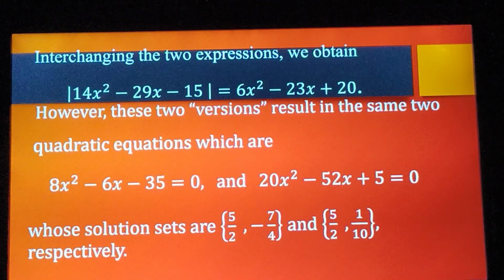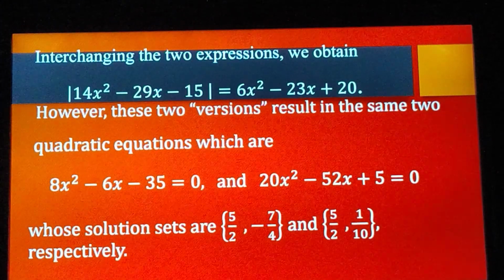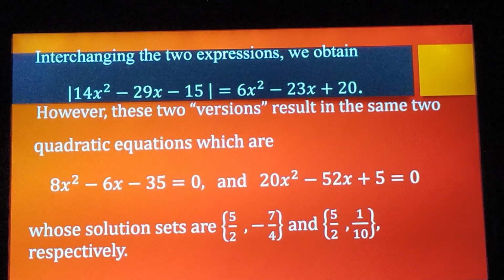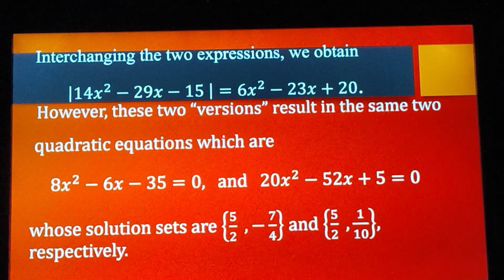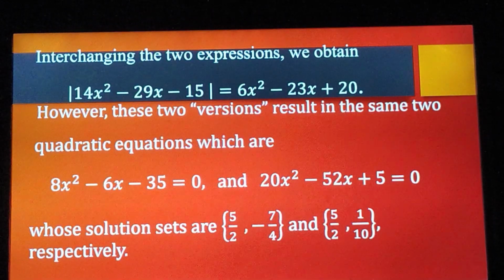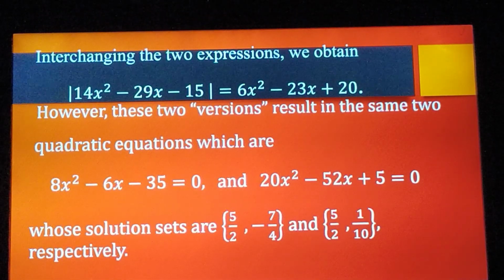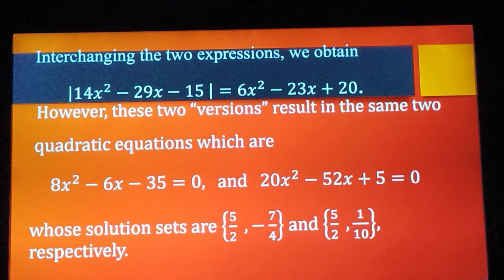Interchanging the two expressions, we obtain absolute value of 14x squared minus 29x minus 15 equals 6x squared minus 23x plus 20. However, these two versions result in the same two quadratic equations, which are 8x squared minus 6x minus 35 equals 0, and 20x squared minus 52x plus 5 equals 0, whose solution sets are the sets containing 5 halves and negative 7 over 4, and the other one, the set containing 5 halves and 1 over 10, respectively.